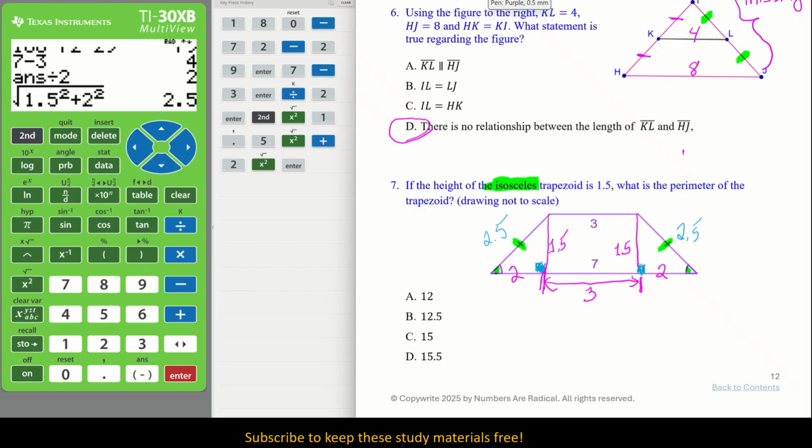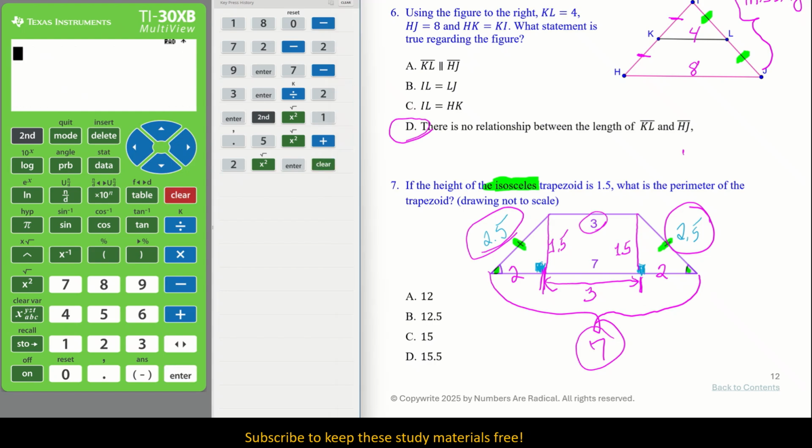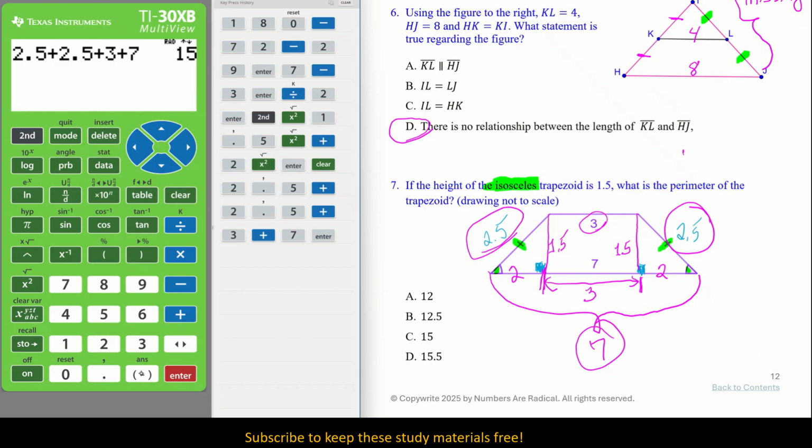Okay. All right. So I have 7 all the way down here. I've got a lot of stuff written, so I'm just going to rewrite my 7. I have 7 is my whole base distance. Then I have 3, and I have a 2.5 and a 2.5. So those things I've circled, we add together. I'm clearing everything out. So 2.5 plus 2.5 plus the 3 plus the 7, and you probably have already added that in your head. It is 15, so C is verified.